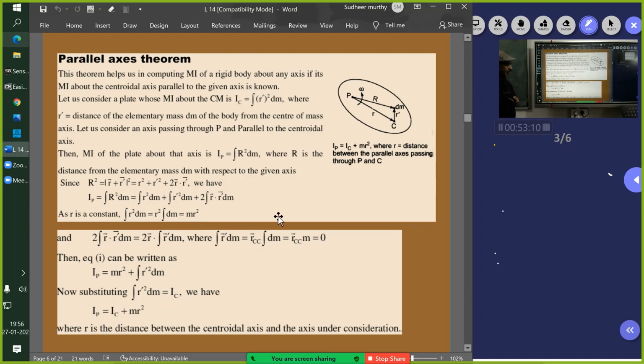Now one by one, let's see the integration. So first R square dm, we got it as M R square. Now 2 R bar dot R dash bar dm. Again here, I can write this integration as 2 R bar, because R bar is constant, dot integration of R dash dm. So what is R dash? It is the proximity of dm from the center of mass.